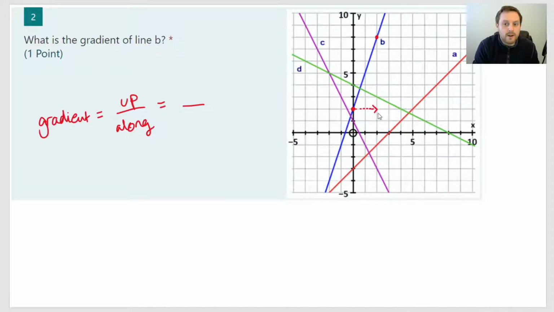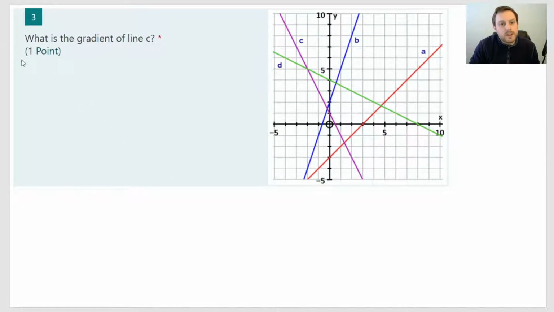So how far along have we gone? We've gone 2 along, and then how far up have we gone? Okay, so if you count that, it's 6 up. And 6 divided by 2 is 3. So the answer to this question is 3. It is also 1 along and 3 up. So again, a gradient of 3.